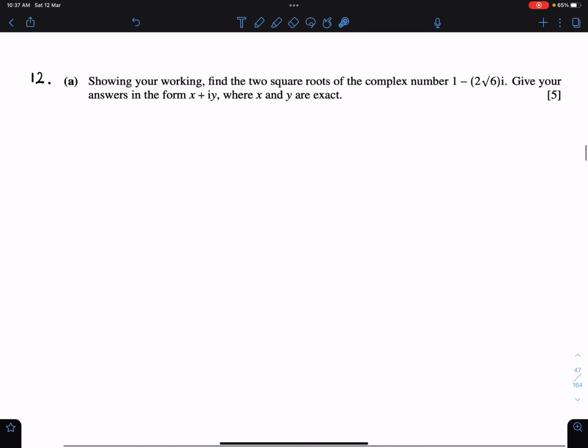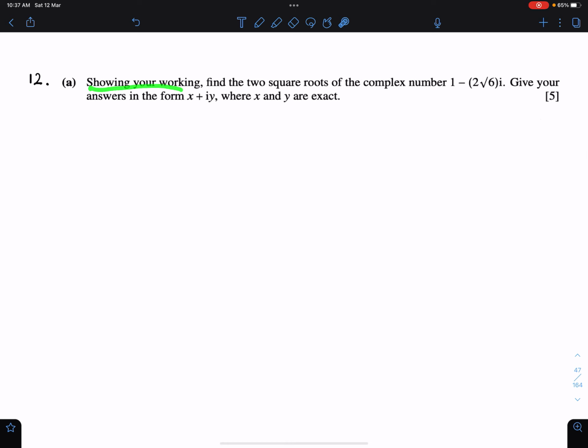This is the past paper question. Showing your working, find the two square roots of the complex number. Give your answer in this form. So this is the first step.